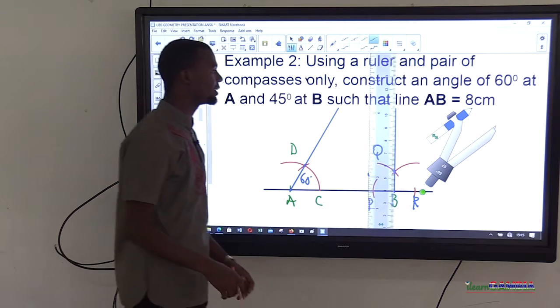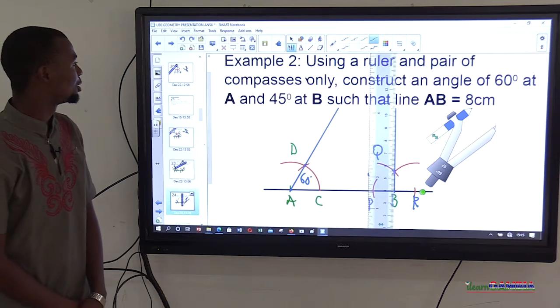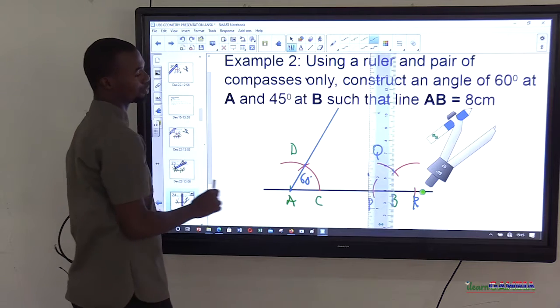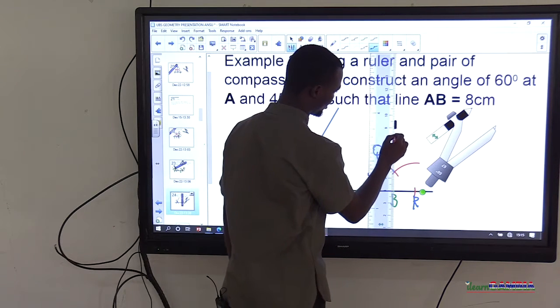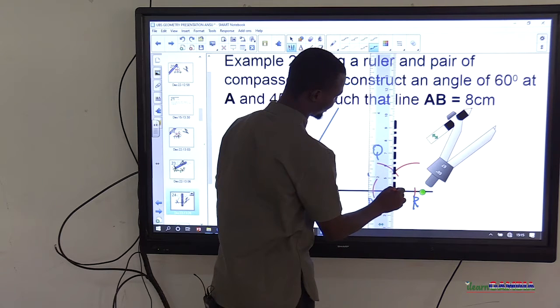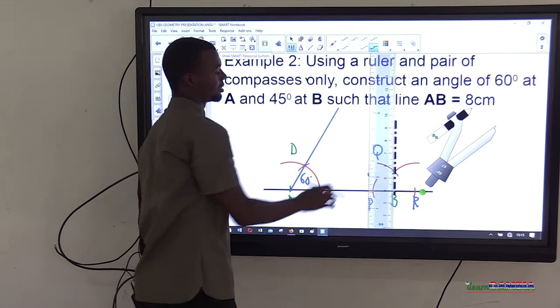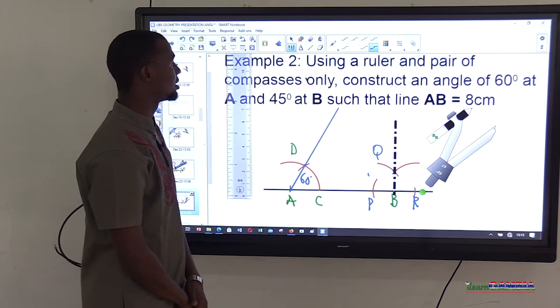So we have the 90 degrees. What are we constructing? We are constructing 45, so our 90 should be broken. Let me draw that line, a broken line. The 90 degrees line should be a broken line because we are constructing 45 degrees, not 90. So this is 90 degrees.